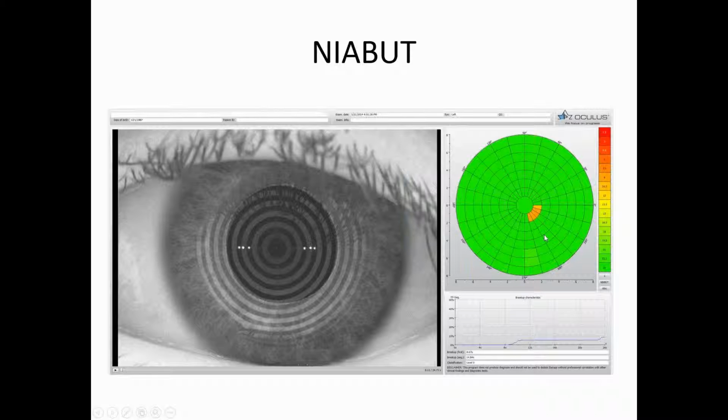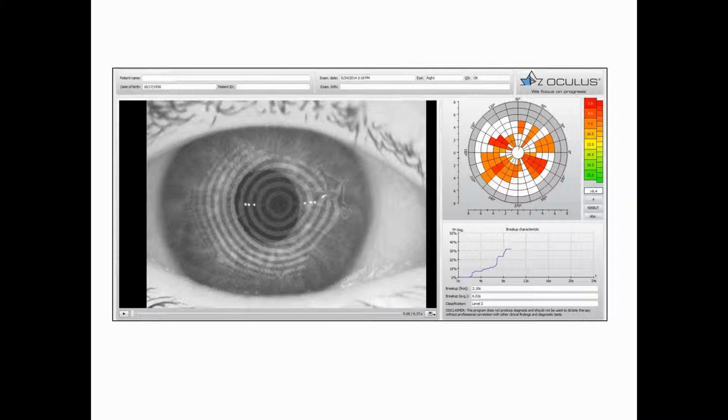Green is obviously better than yellow, which is better than orange, which is better than red. So it measures the onset of breakup as well as the amount of breakup that occurs over the surface of the cornea. And that was a fairly normal patient, and here we have a patient that has significant corneal distortion and very, very rapid breakup. You can see 2 seconds and change, and we see a significant portion of the cornea is affected by breakup.